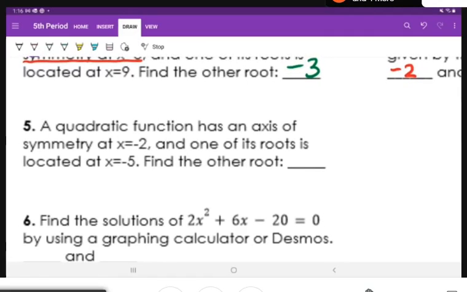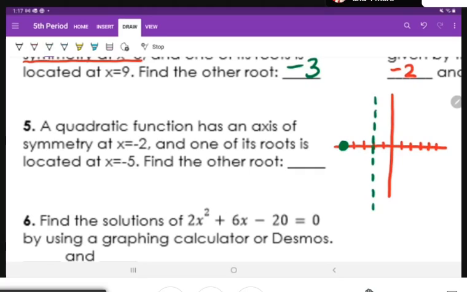We're going to use the same logic in number 5 that we used in number 3. We have a quadratic function, aka a parabola, with an axis of symmetry at x equals -2. So our axis of symmetry cuts right down through this -2 vertical. So this axis of symmetry has to cut my parabola exactly down the middle. The other information I'm given is that we have a root at x equals -5.